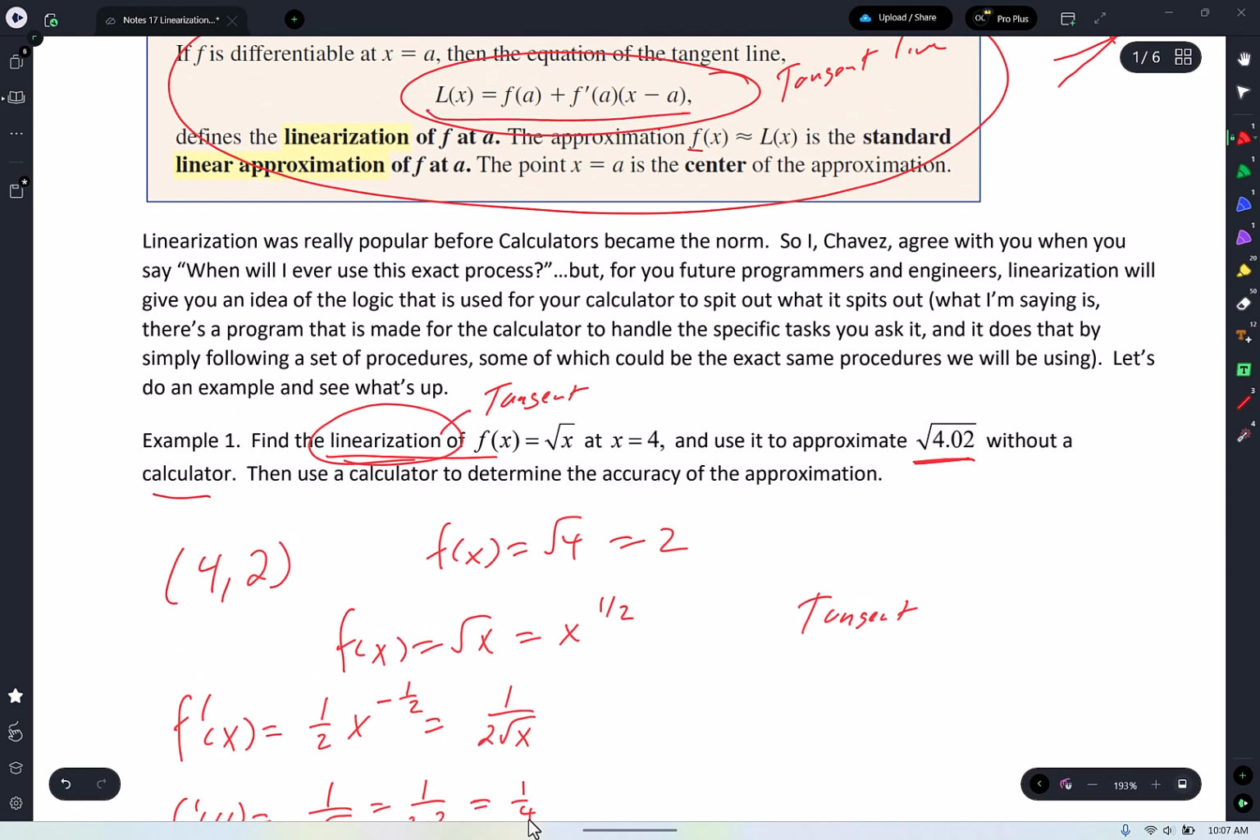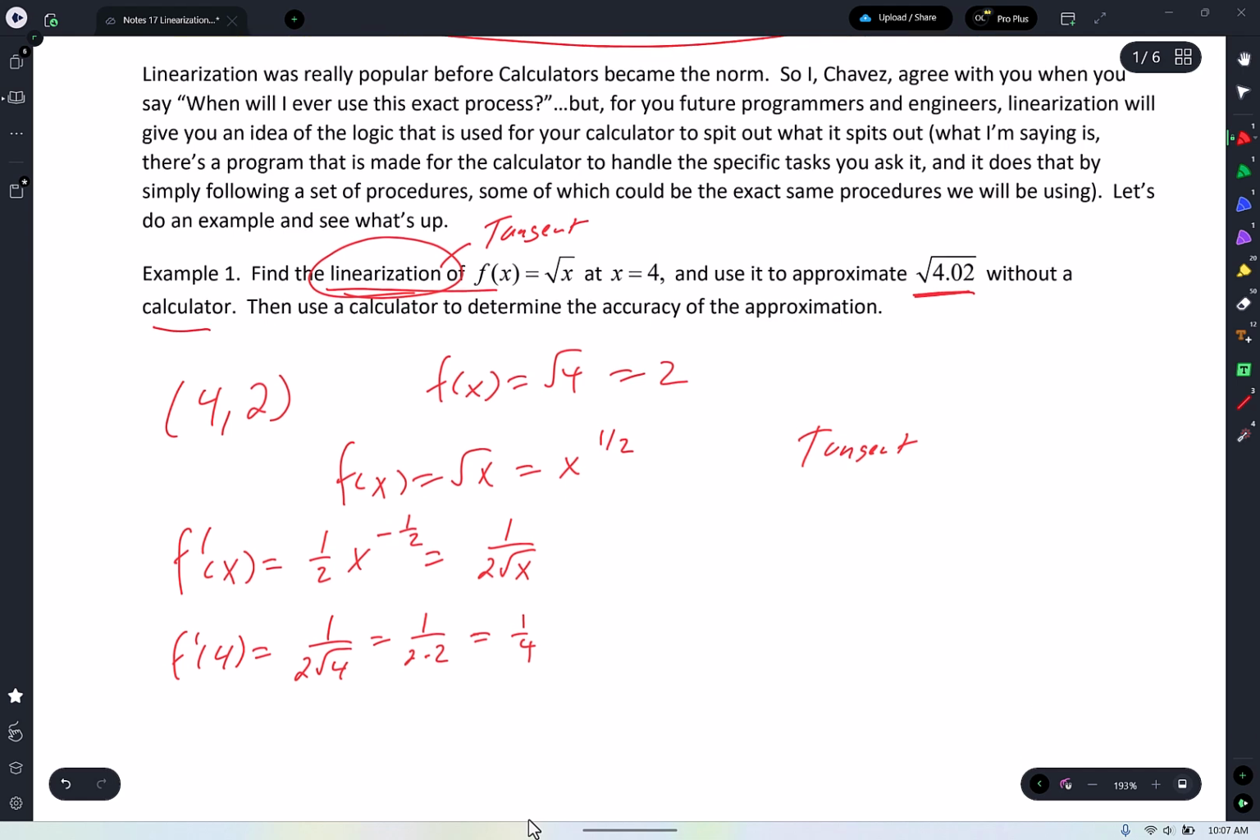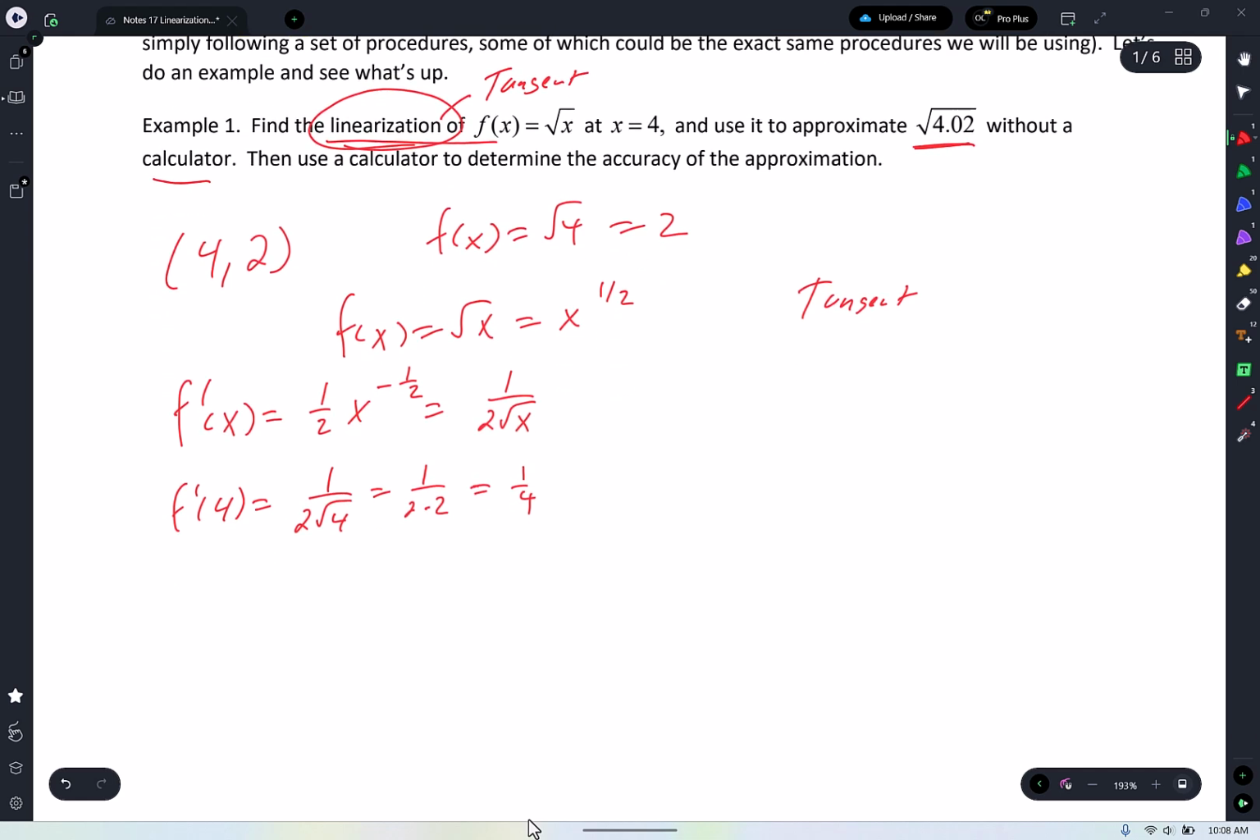I used to always do this format, but just write your tangent line. So here's my tangent line: y minus 2 equals 1/4 times (x minus 4). Have I confused anyone? Okay.